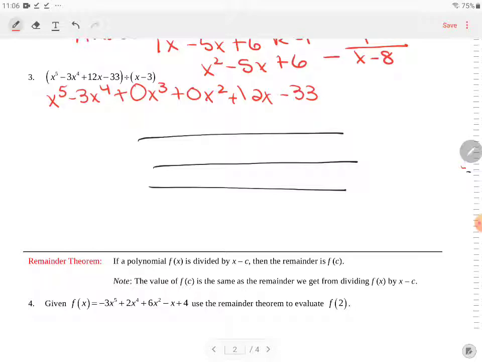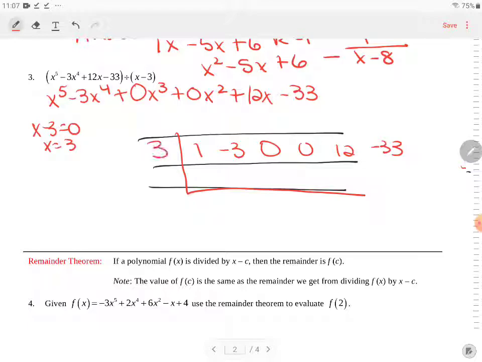So when I set the problem up, I'm going to put 1, negative 3, 0, 0, 12, negative 33. If I do not have the placeholders, then I will miss the problem. I'm working the wrong problem. So again, how do we get the number? X minus 3 equals 0, x equals 3.